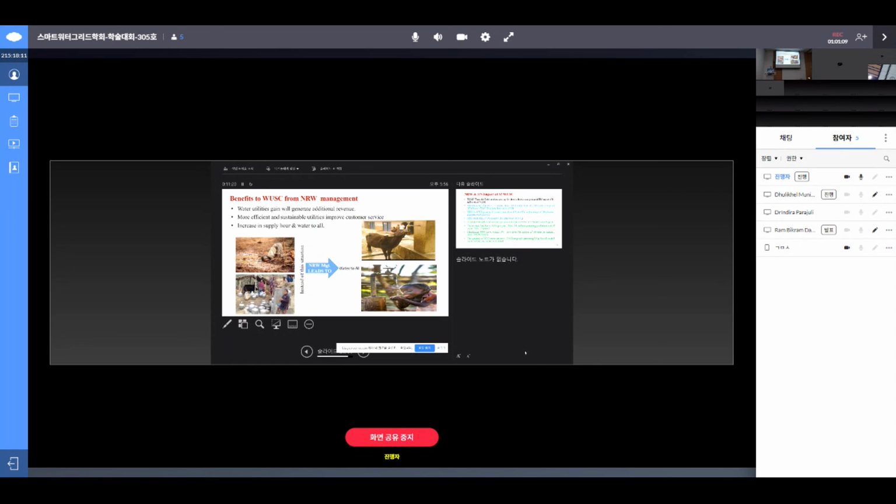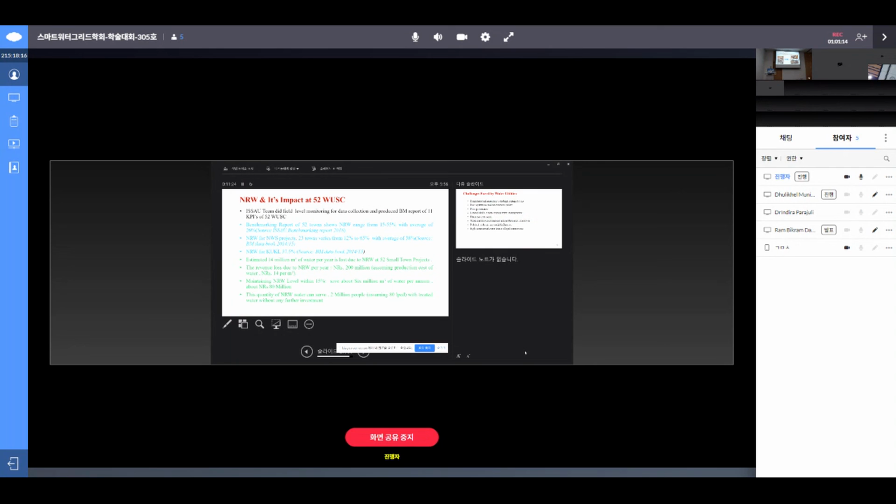for their life. So water NRW and the inspect team did a few more things for data collection for this benchmarking report on 11 KPIs of physical water loss. From this benchmarking report, you can also see that NRW ranges from 50 to 55% with an average of 26%. And NRW for Nepal water supply projects ranges from 12 to 65% with an average of 38%.